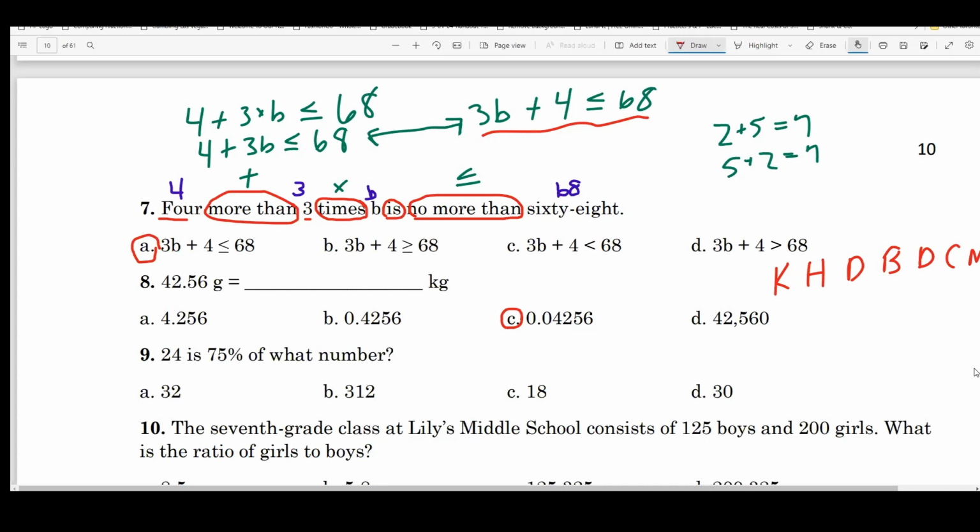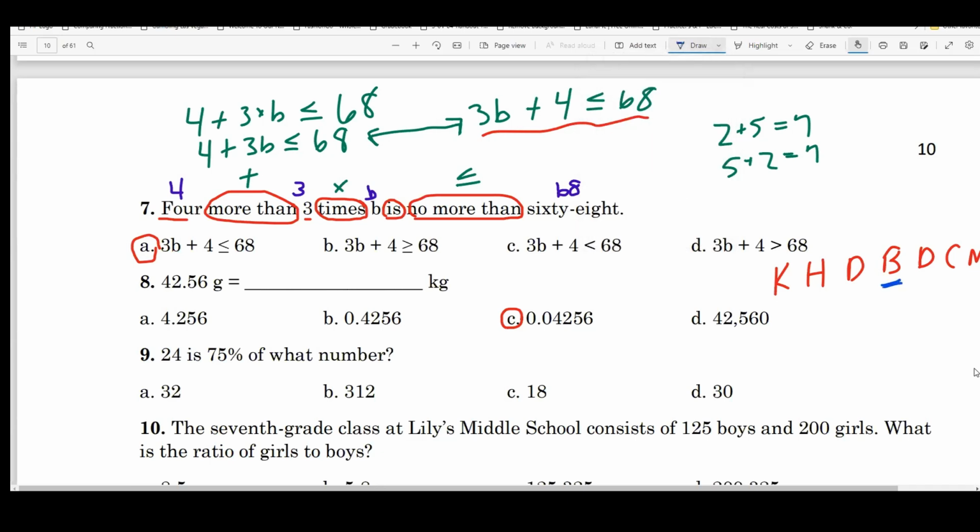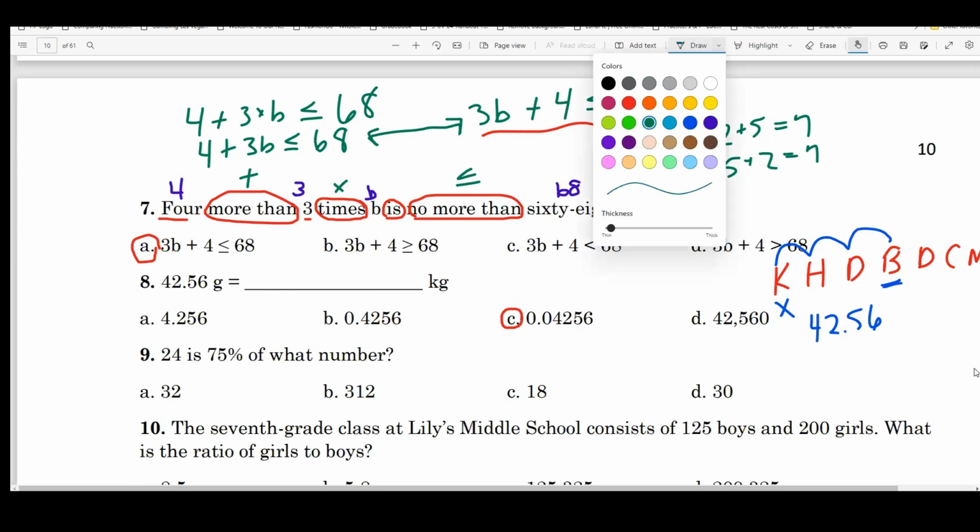Each letter is the first letter of the particular prefix. I know I'm going from grams, which is a base, to kilograms. That lets me know I'm going to go to the left, and you're always going to count however many spaces. So we're going once, twice, three times to the left. That tells me where my decimal is going. So if I have 42.56, I'm going to go three spaces to the left.